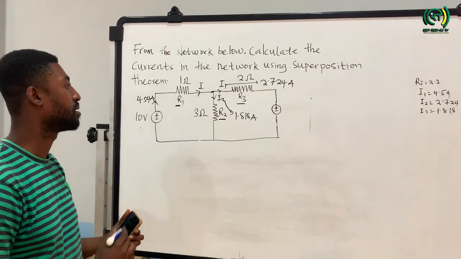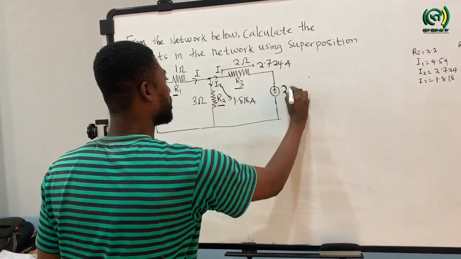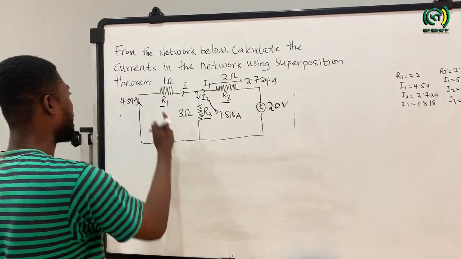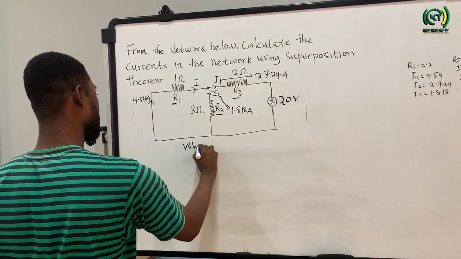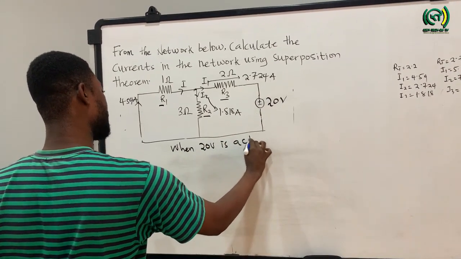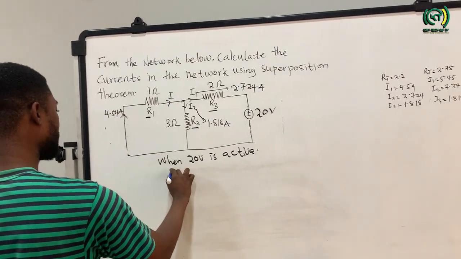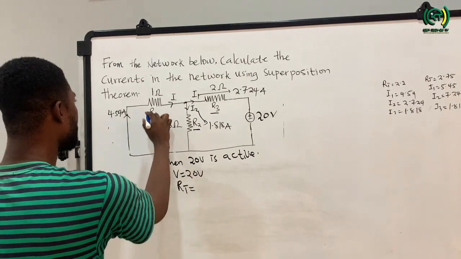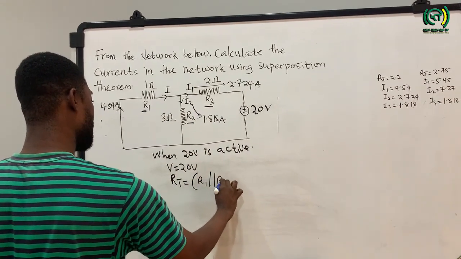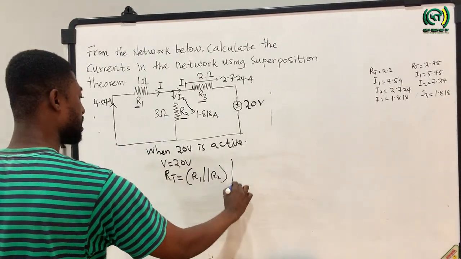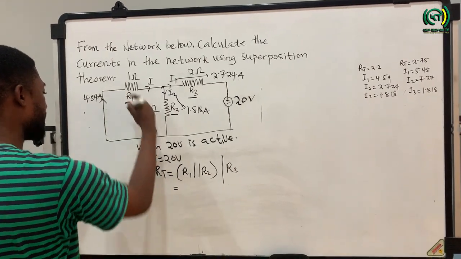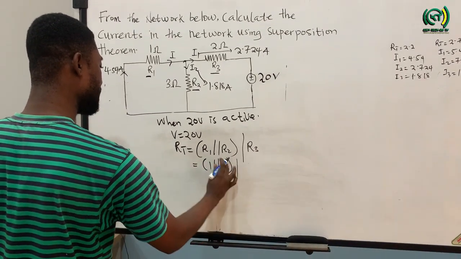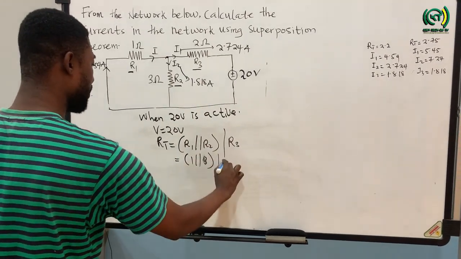Now let's consider the other source and calculate the current flowing through the other resistors. Let's analyze the circuit again. When the 20-volt source is active, we will have to deactivate the 10-volt. Then we calculate the current flowing through resistors R1, R2, and R3. When the 20-volt is active, our voltage is equal to 20 volts. To calculate RT, the equivalent or total resistance, we have R1 in parallel with R2, and the total of this in series with R3. The value of R1 here is 1, so 1 in parallel with 3, then the sum of this in series with R3, and the value is 2.